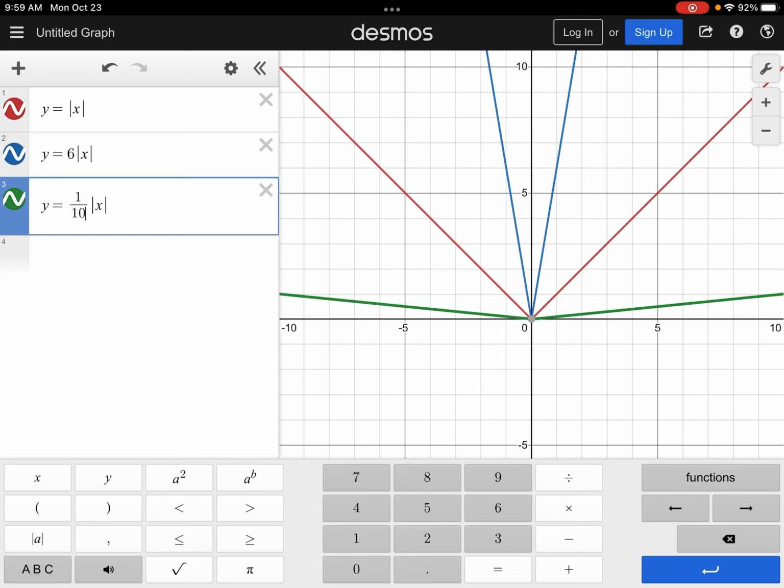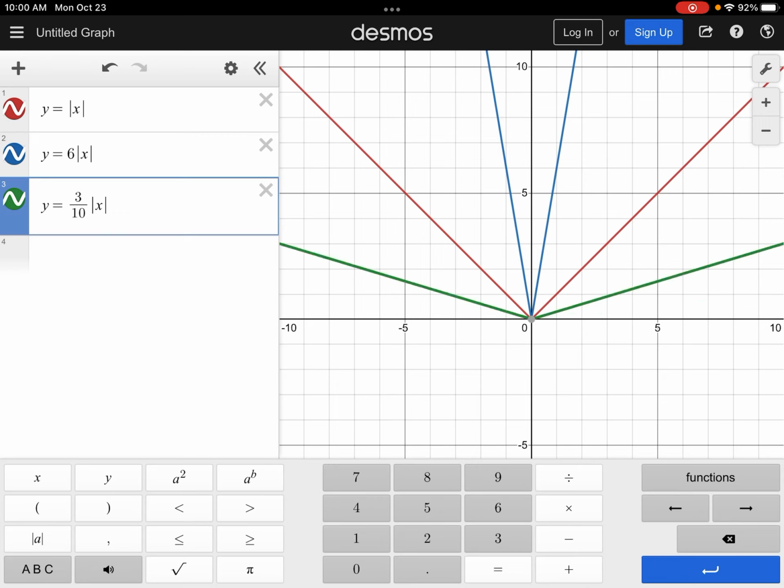So again, with the blue, anything that is bigger than 1, like 1.5, 2, 2.5, 7.8, any number that's larger than 1 is going to get you a narrower graph like the blue. And anything between 0 and 1, like 1/10, or we could even do something like 3/10, is still between 0 and 1, and that's going to make the graph wider, okay?